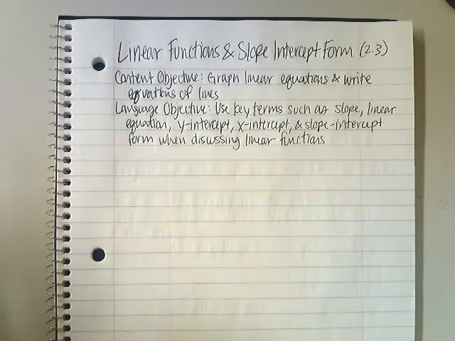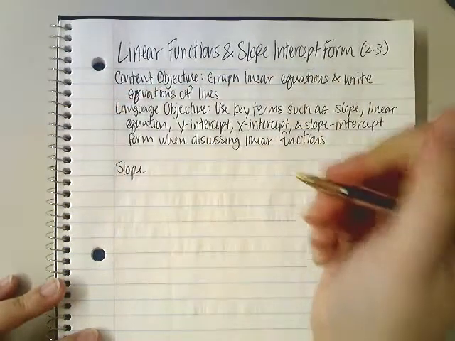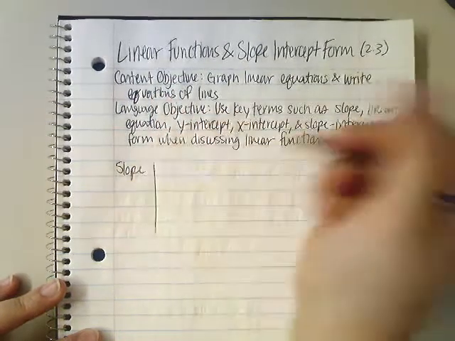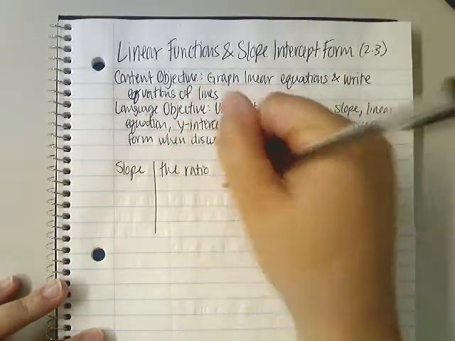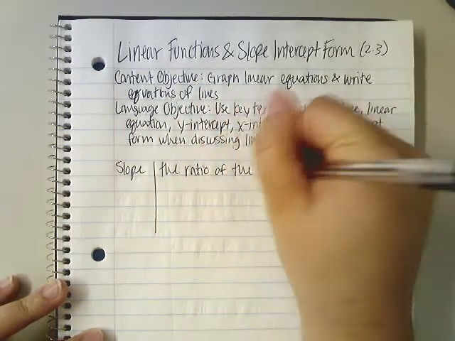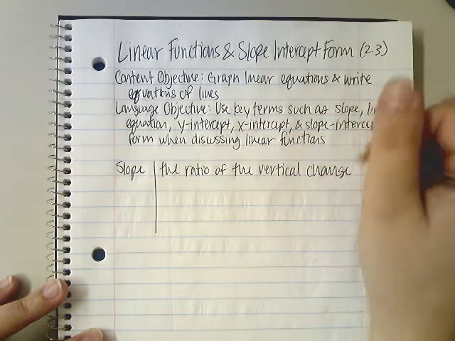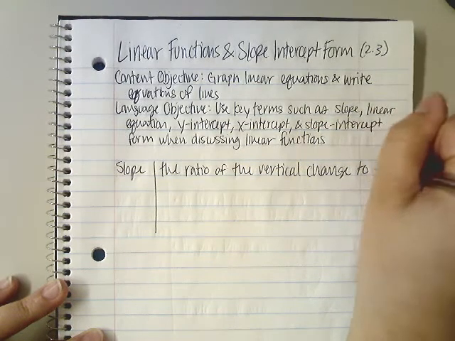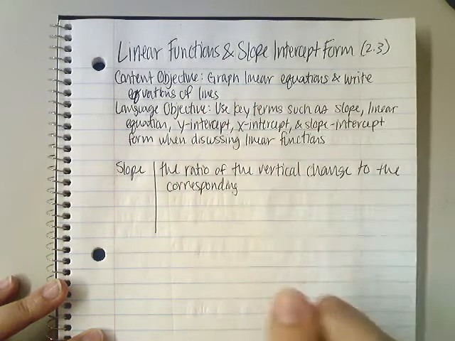Our language objective is going to be to use key terms like slope, linear equation, y-intercept, x-intercept, and slope-intercept form when talking about linear functions. So let's jump right in and talk first and foremost about slope, which is going to be a super key term for today. The definition of slope for a line is the ratio of the vertical change to the corresponding horizontal change.